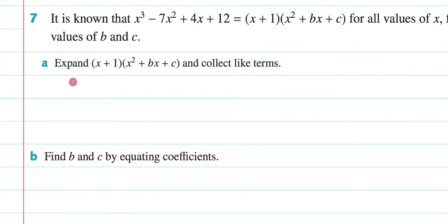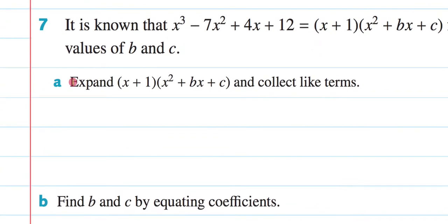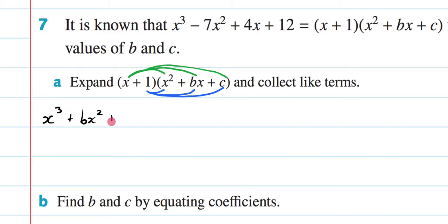The first thing that we need to do is expand and collect like terms. We know how to expand. It's nice and easy. What I'm going to do is this times this, this times this, this times this. Then I'm going to go this times this, this times this, and this times this. Let's do that now. So I'm going to wind up with x cubed plus bx squared plus cx plus x squared plus bx plus c.